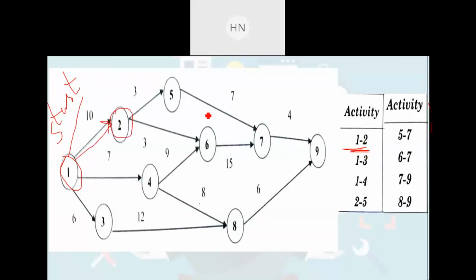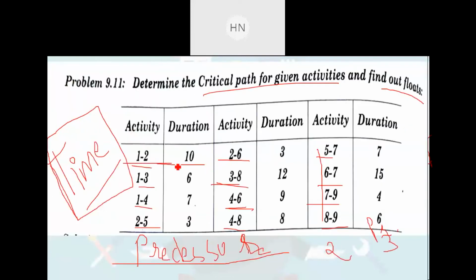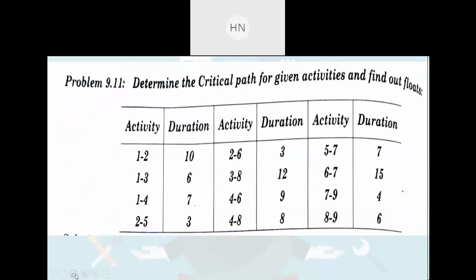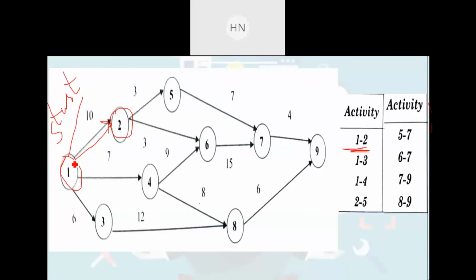So the first activity is 1 to 2, so here I have denoted it as 1 to 2, and the duration of which is given as 10. Here you can see, right? Duration is given as 10. So we will be drawing this 1 to 2 activity in the network and we will be writing 10, right? Then second is 1 to 3, that is again the same node number 1 is having one more activity.